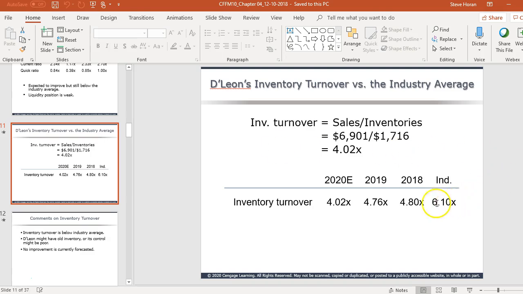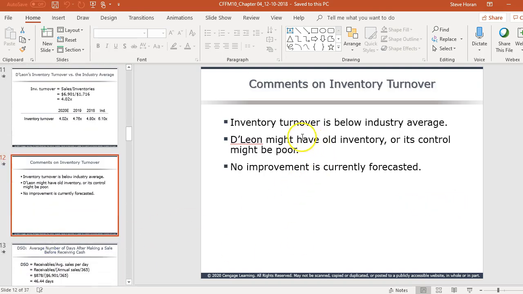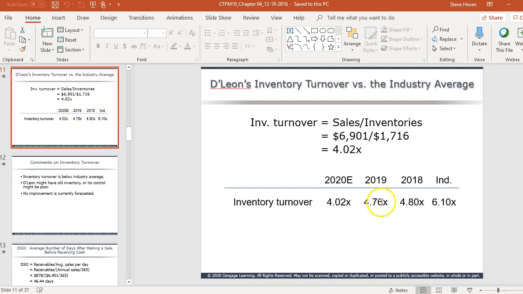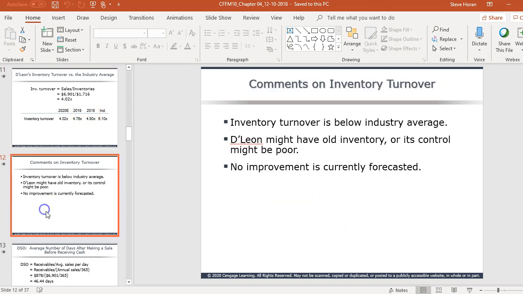And you can see for them that the trend is negative, unfortunately, and they're well below industry average. So they might have old inventory, poor inventory control, and they're actually forecasting a downward trend between 19 and 20.